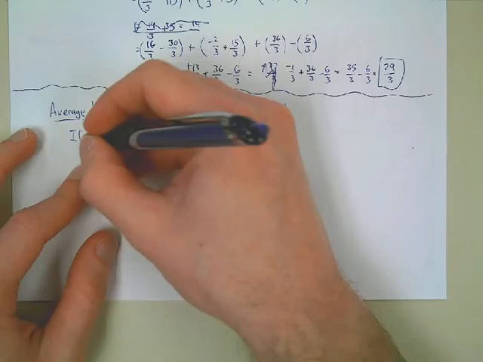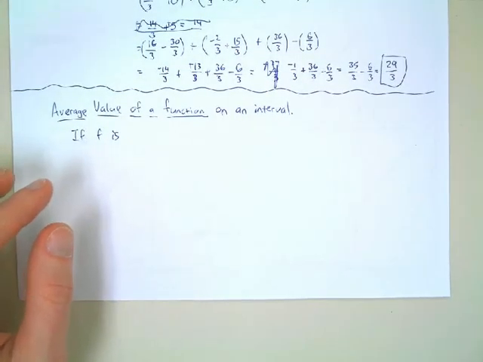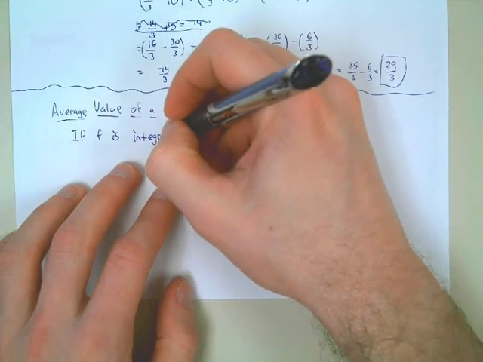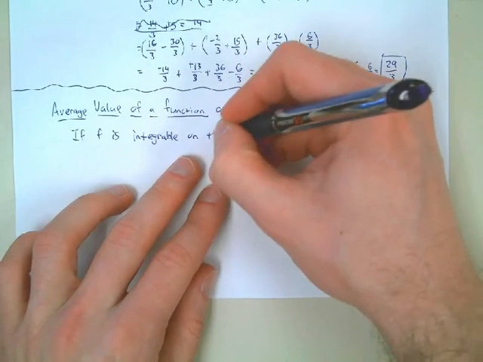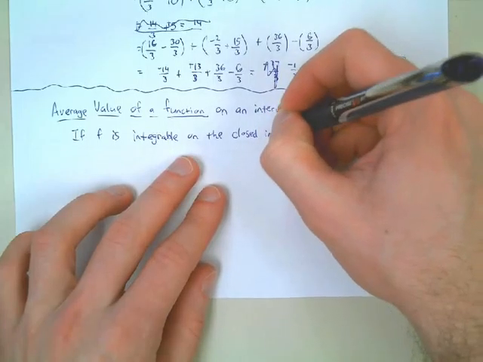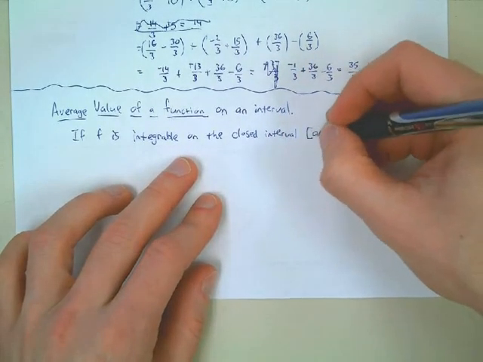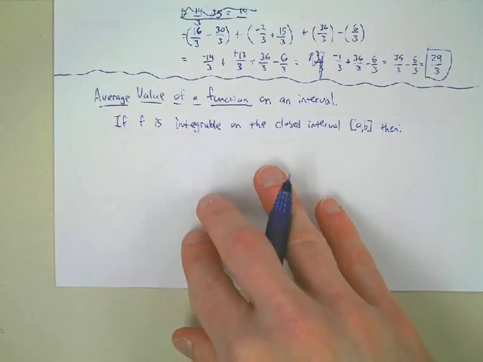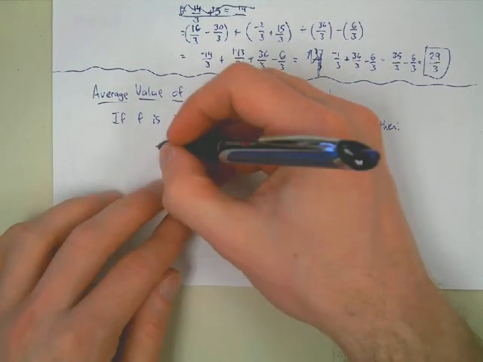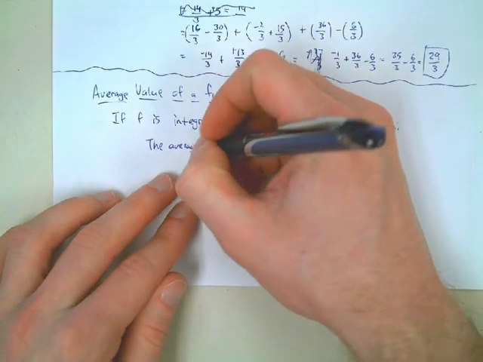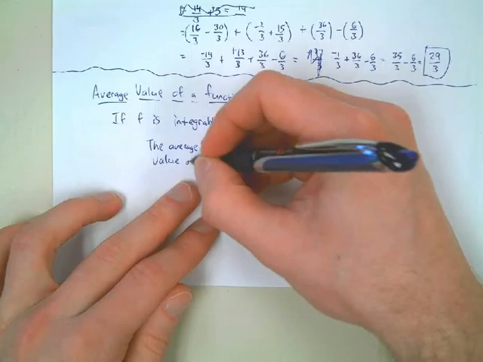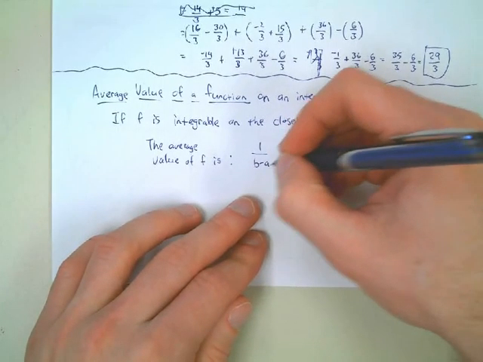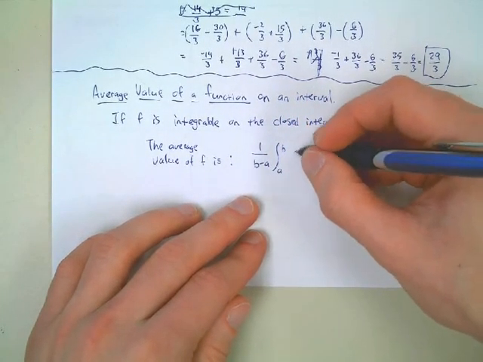I'll try to describe what it is. If f is integrable on the closed interval [a, b], then the average value of f is 1 over b minus a times the integral from a to b of f of x dx.